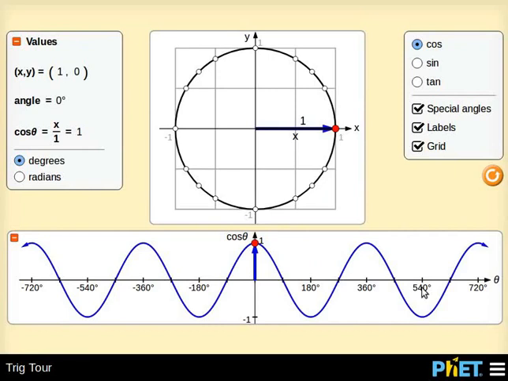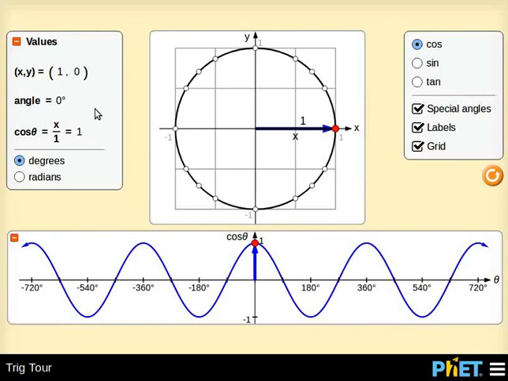X-axis of the graph shows angle theta. Y-axis of the graph shows the amplitude of the cos theta function. At an angle theta of 0 degrees, cos theta is 1. The red point is at the highest amplitude of 1.